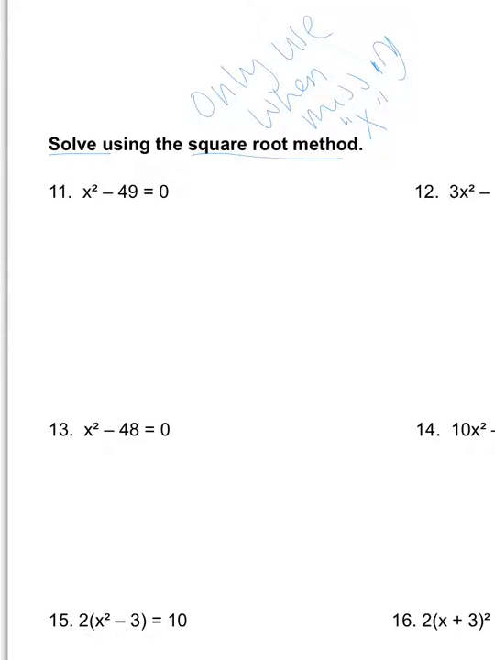Okay, so notice on 11 we're missing the x term. What you will do when you're using the square root method is get the term or terms that's squared by itself. Okay, so I need to get x squared by itself. So I would add 49 to both sides.